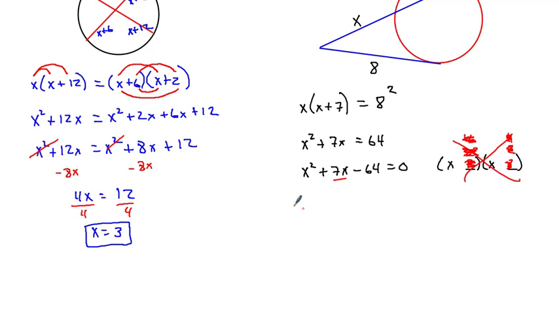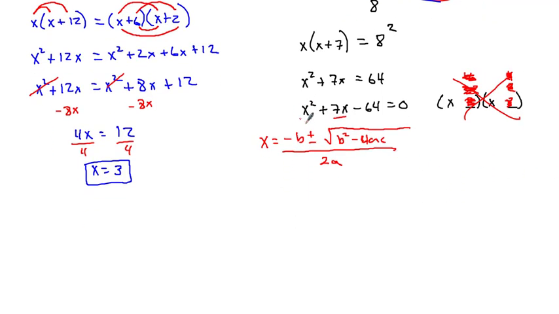Since we can't factor, we have to do something that you probably remember. It's called the quadratic formula, but we haven't done it in a while. So hopefully you remember the little song to help you remember this. Remember, we have negative b plus or minus the square root of b squared minus 4ac all over 2a. And the numbers that we use for this, okay, this is the A. So this 1, that's the A. 7 is the B. And the negative 64 is the C.